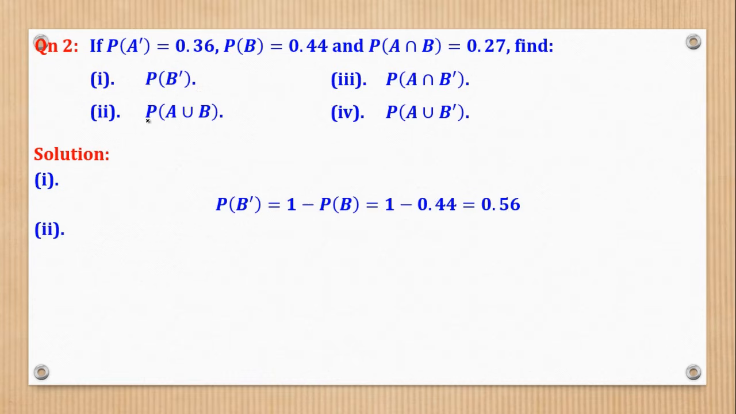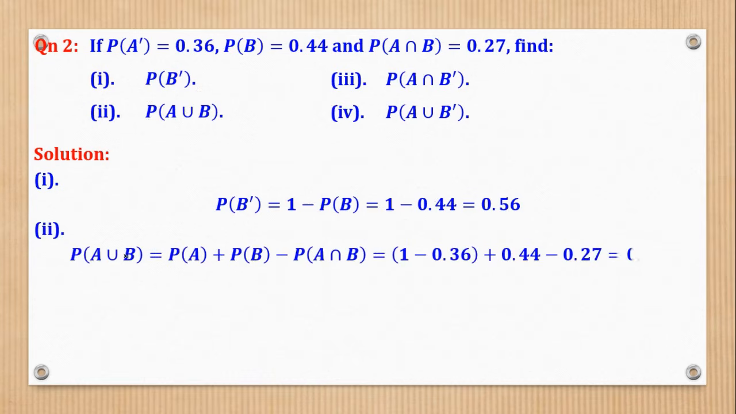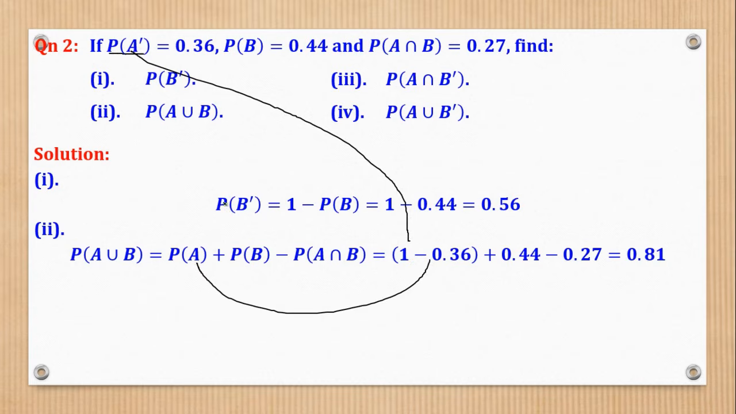Then Roman 2, probability of A union B. So remember the rule that A union B is equal to probability of A plus probability of B minus probability of A intersection B. Now probability of A can be got from this to be 1 minus probability of A complement. That is why we are seeing here 1 minus 0.36 to give you probability of A. Then probability of B is already given, and A intersection B is also given. So in the end, you shall come up with this when you use the calculator.